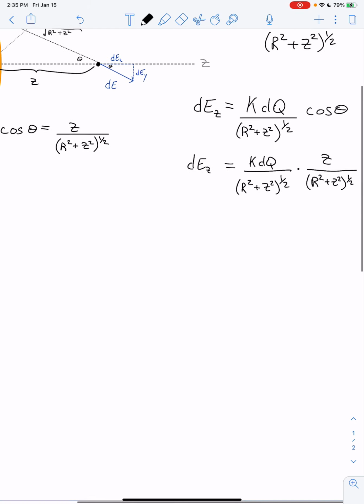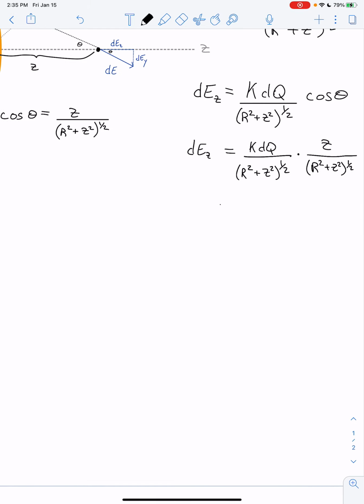Okay, so let's combine these two terms so that we get an equation that is k dq z, and that's all over r squared plus z squared to the 3/2. Okay.